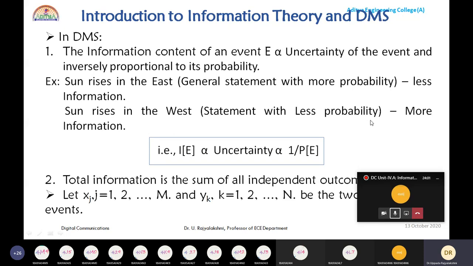So we will focus more on the particular statement. What is the conclusion here? The information content of a particular event is proportional to its uncertainty. The less likely it is to exist, the more uncertain it is. If it does not happen, there is more information in that. And it is inversely proportional to its probability. So the more the probability, the less information is present in that, and the statement with less probability will have more information. So what is the conclusion from the first statement? The information content of a particular event is proportional to the uncertainty of the event and inversely proportional to its probability.